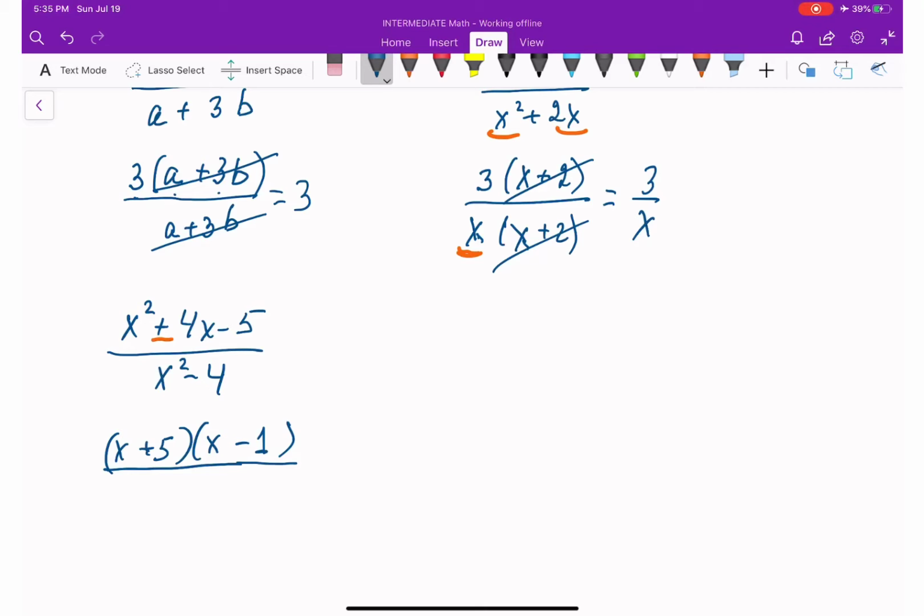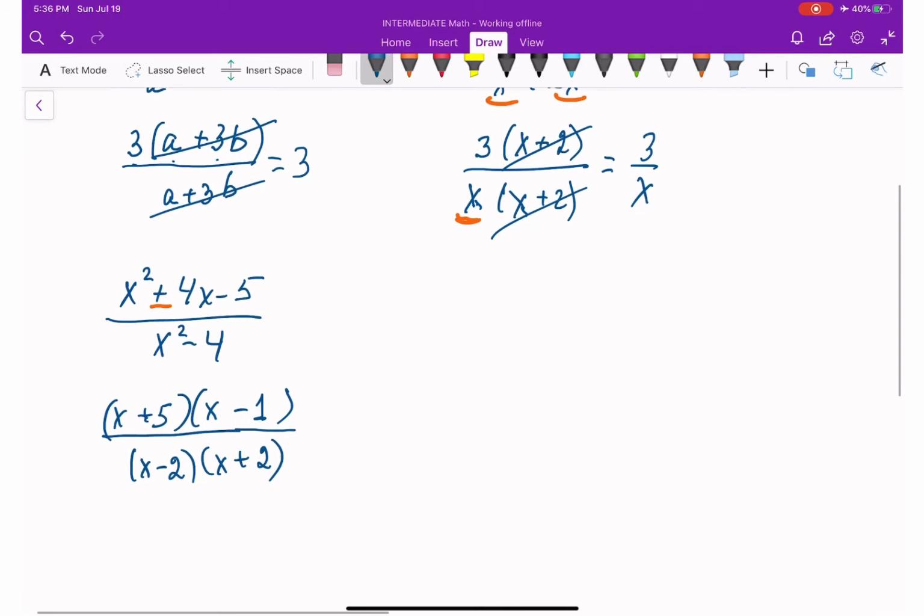Now at the bottom, x squared minus 4, it's a difference of squares. Also there is a video you can open and watch. So that will be equal to (x minus 2)(x plus 2). Okay, anything we can cancel here? No, we cannot cancel anything. So it is the way it is. We are moving on.